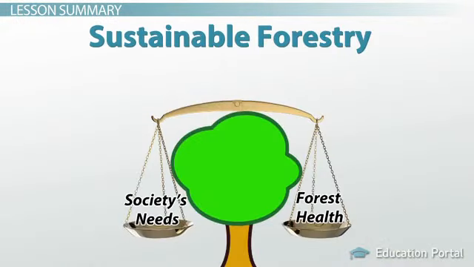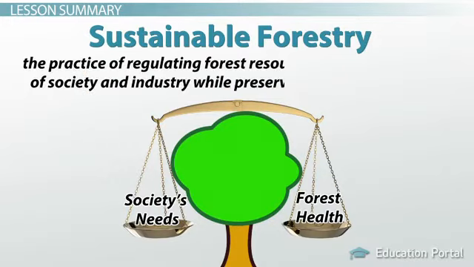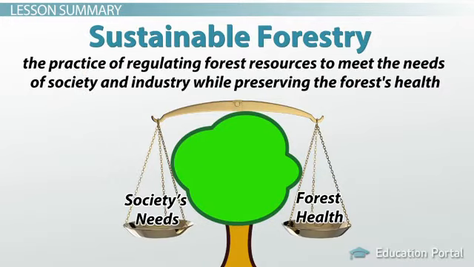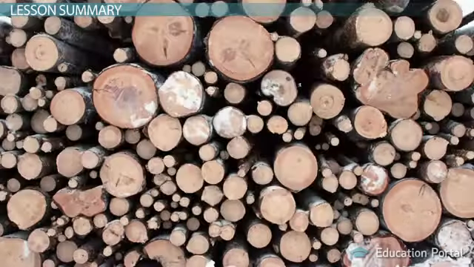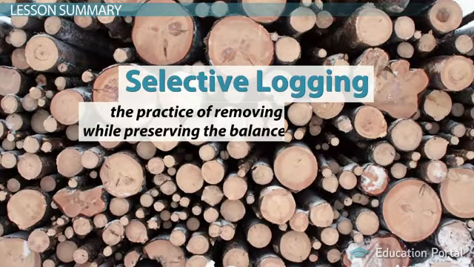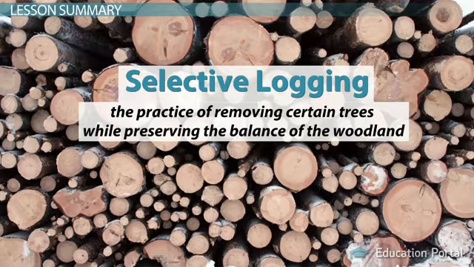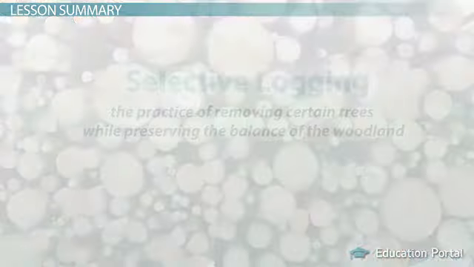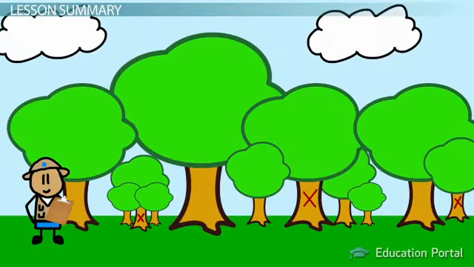Sustainable forestry is another application of environmental sustainability. This is defined as the practice of regulating forest resources to meet the needs of society and industry while preserving the forest's health. Sustainable forestry includes selective logging, which is the practice of removing certain trees while preserving the balance of the woodland. Sustainable forestry may also involve allowing young trees time to mature before they are harvested, planting of trees to expand forest lands, and the creation of protected forests.